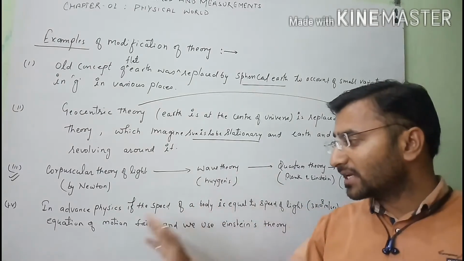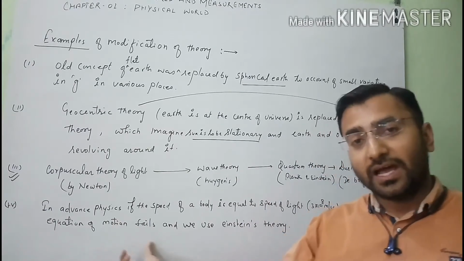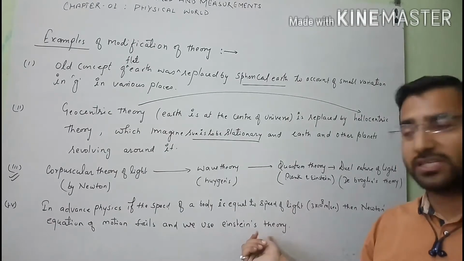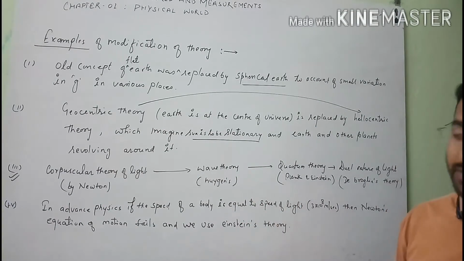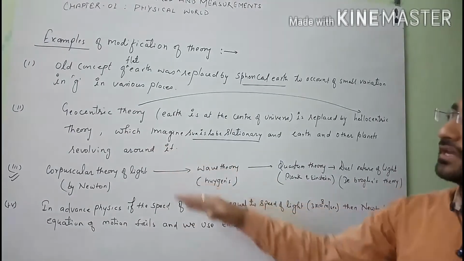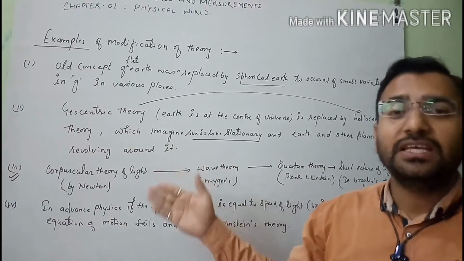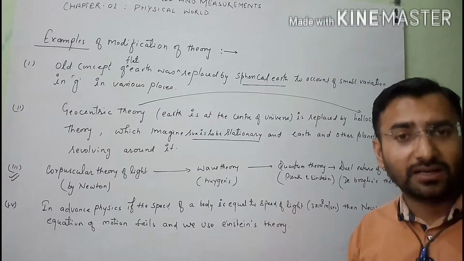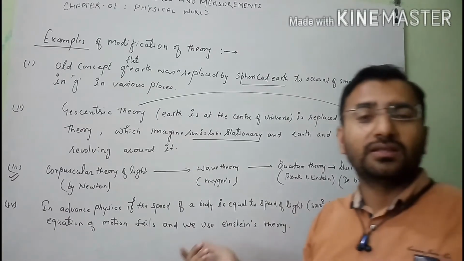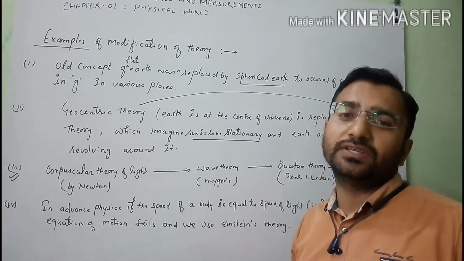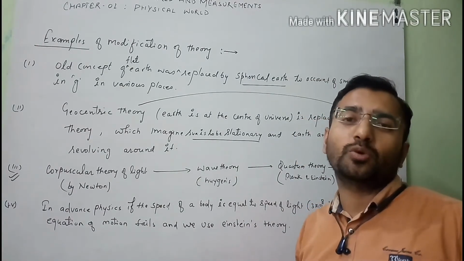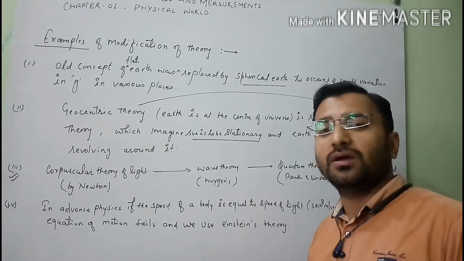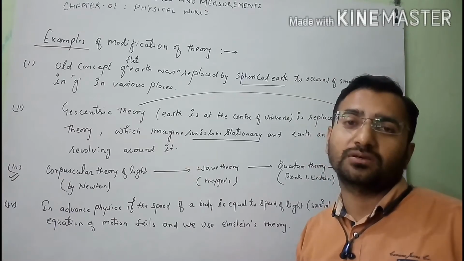So in this case the equation of motion fails, and we use Einstein's relativistic theory to explain this type of problem. So these are some examples which show why we need modification of theory in physics. After that I will explain the definition of physical science and physics, and then the scope and excitement of physics, in which we will discuss the microscopic and macroscopic domains of physics.